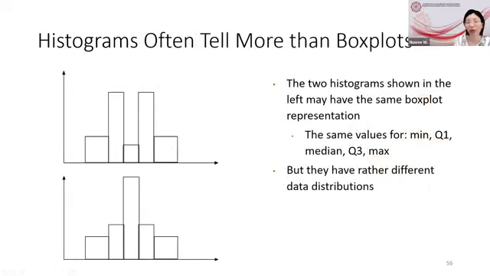Histogram often tells more than box plot. You can see these two histograms have the same looks of the box plot like this. Right? But the histograms are totally different. They have the same min, max, Q1, Q3, and median, but they have different data distributions. So the conclusion is that you need to take a look at both box plot and histogram.